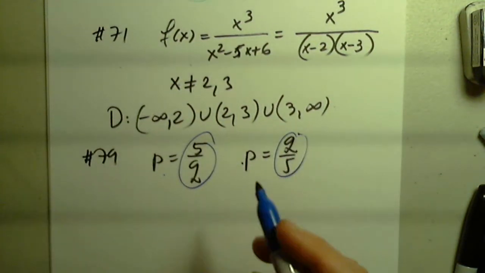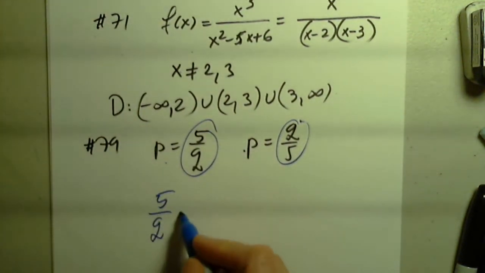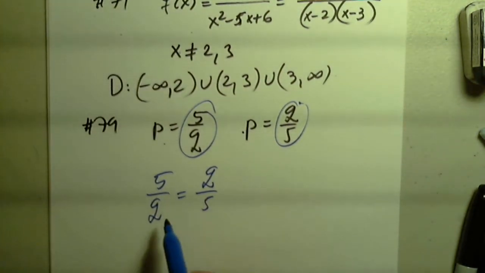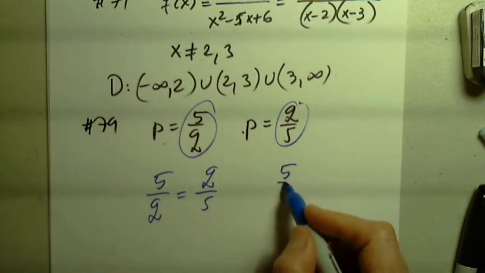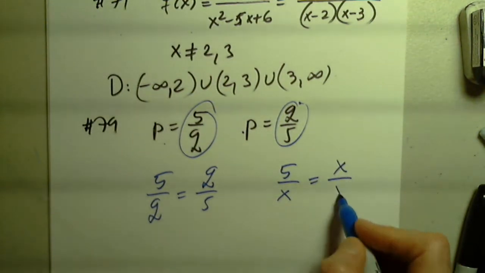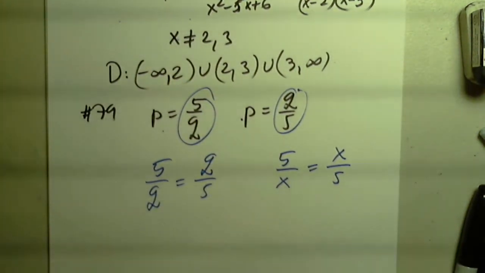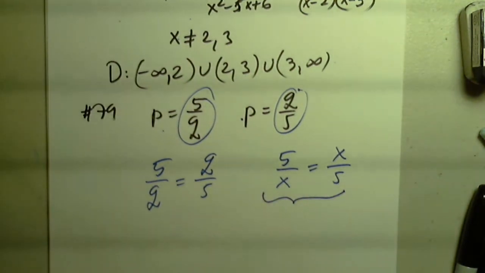This must equal this. So 5 over Q equals Q over 5. Since my Q is kind of weird, let me put X. It's the same thing. You can continue with Q if that's what you want. Can anyone tell us how we proceed here?